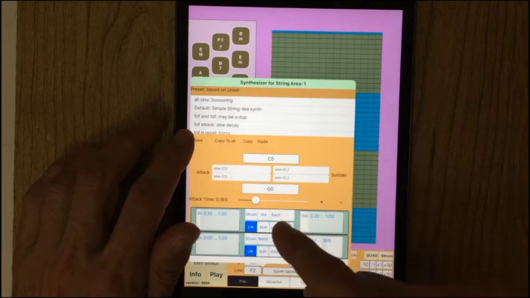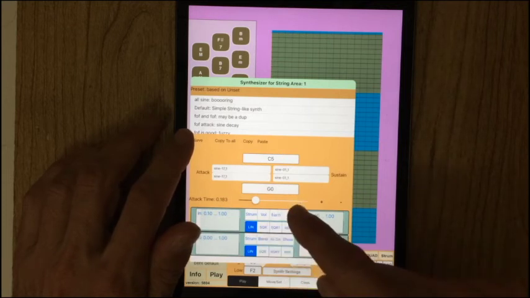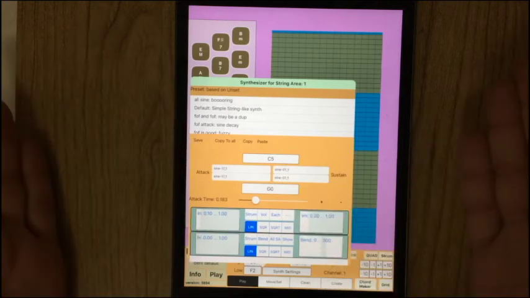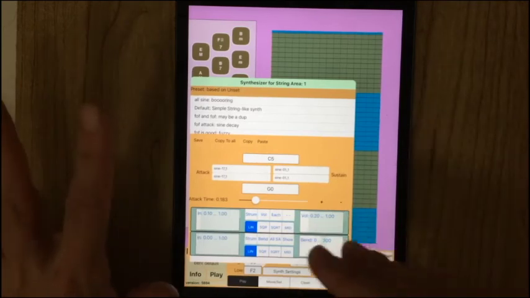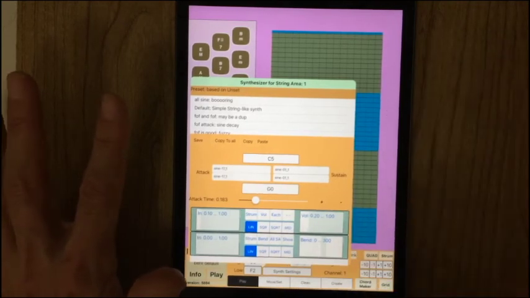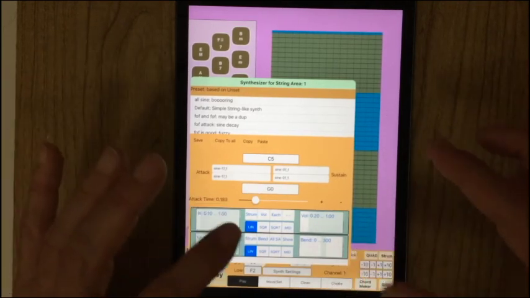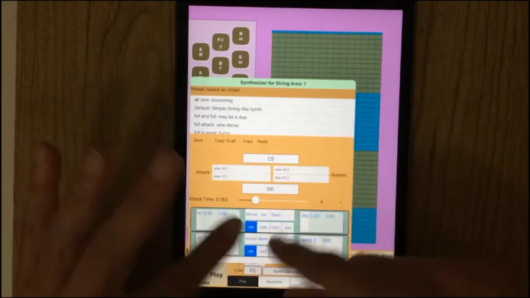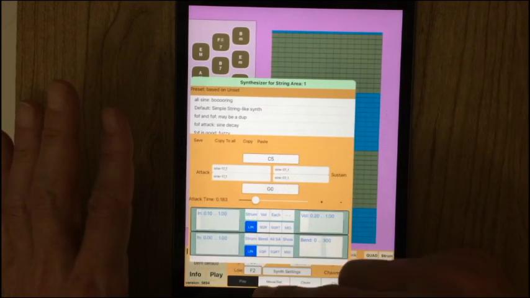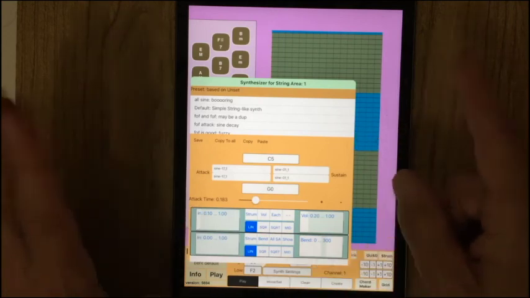The other thing is all, and the other one is all string areas. If you had several string areas, you could have the bend on one of them affect the bend on all of them. So if they're all playing notes, you can get one that's just bending. In fact, you can make it so that one string area is attached to a synthesizer whose job is basically just to do bending on all the other ones. And the other ones have different synthesizers.